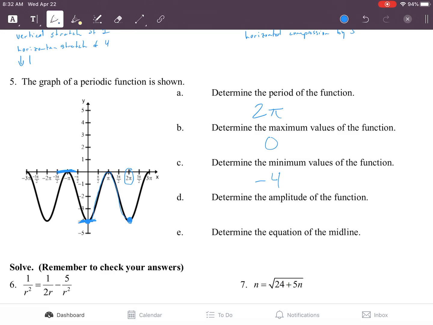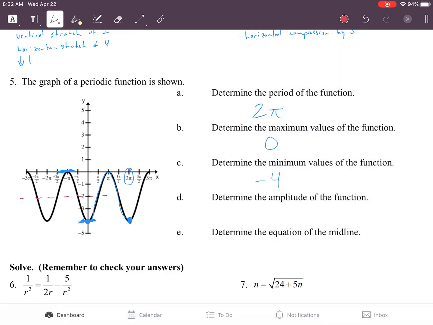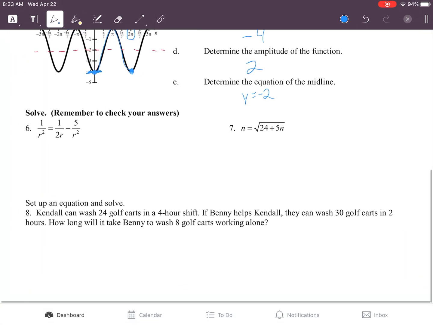The amplitude. So the amplitude, again, there's 2 ways to do it. You can find the midline. The midline is right. Let's make it a different color. The midline is right here. So from the midline to the top or midline to the bottom is 2. If you want to do a different way, the total distance between the valley and the peak is 4, and divide that by 2, and you still get 2. So the amplitude of that graph is 2. Let's make it blue. All right. And in terms of the equation of the midline, we just drew the midline in that red dashed line, and it's going to be y equals 2. Or, sorry, -2. Okay.